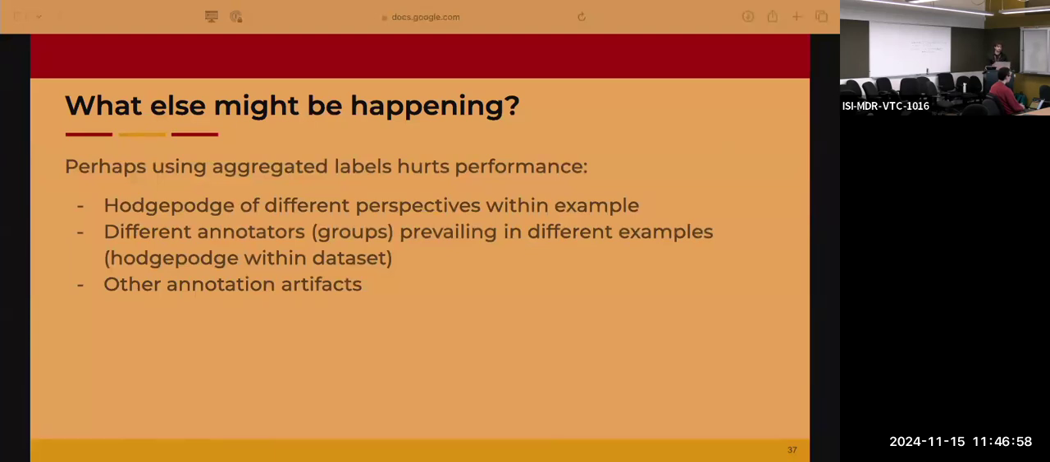And finally, we may have other annotation artifacts that may arise from the specific design of the aggregation process. It's not only majority vote. Sometimes you do other manipulations to arrive at the aggregate. So these are, I guess, non-linear effects, and we don't know exactly how they affect performance.